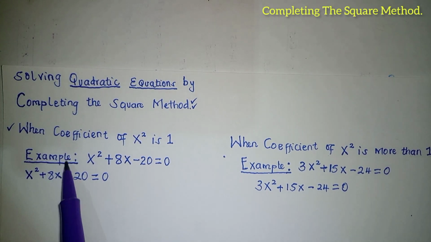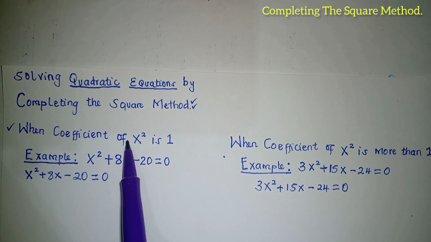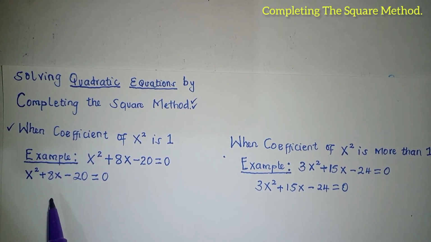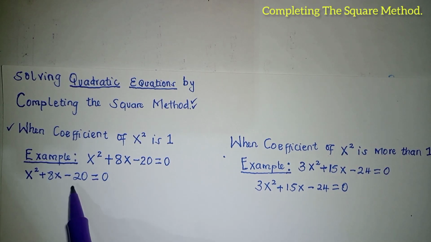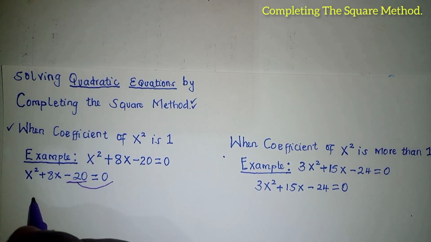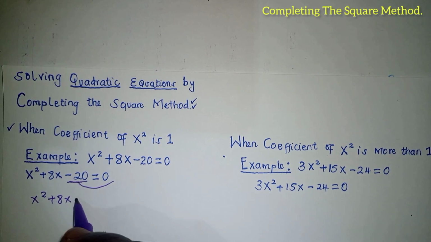So we can start with completing the square when the coefficient of x squared is 1. When we say coefficient of x squared, it is this number that is in front of x squared. So the first thing that you should do is start by moving this constant to the other side such that the equation becomes x squared plus 8x is equal to 20.